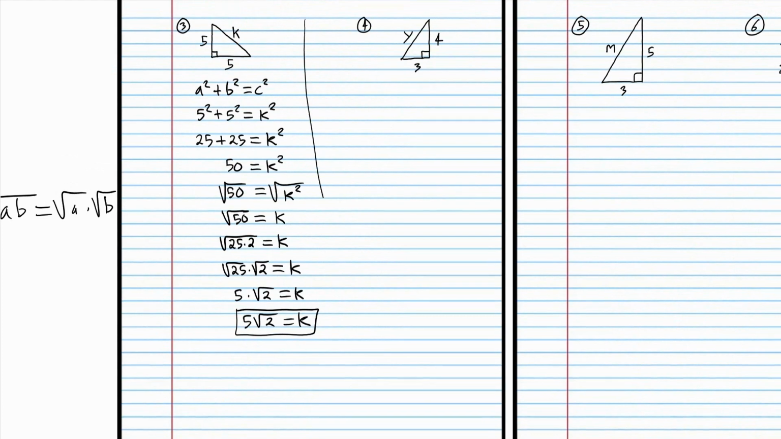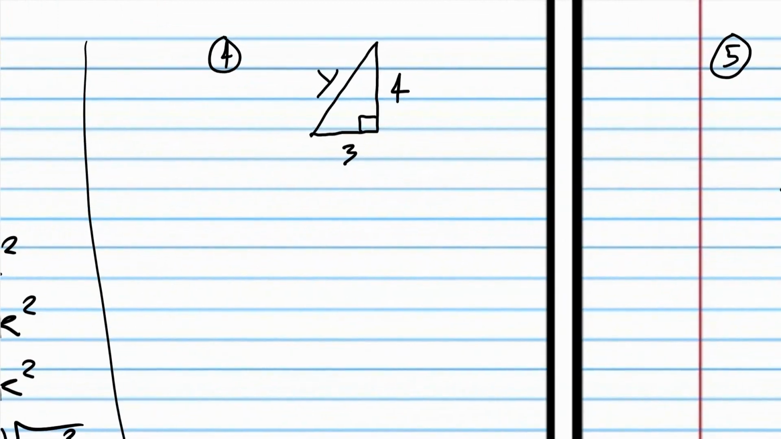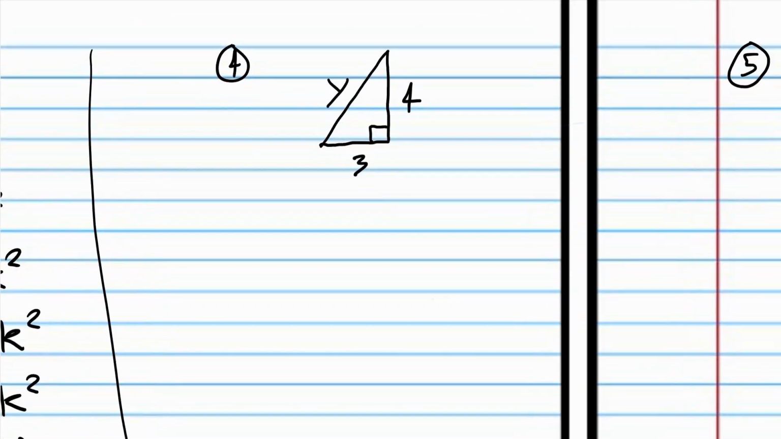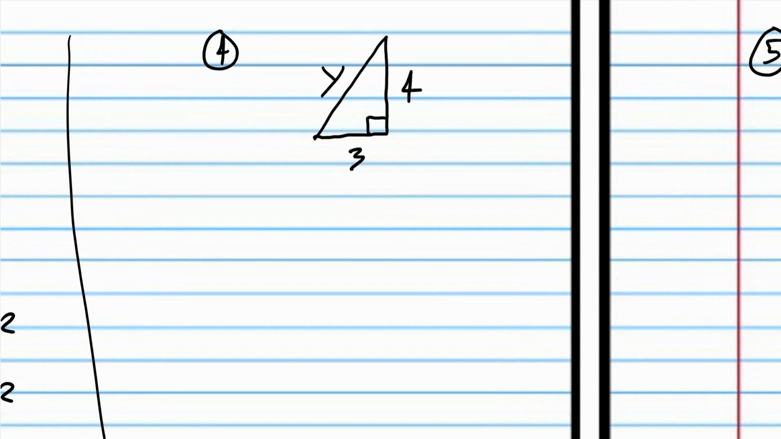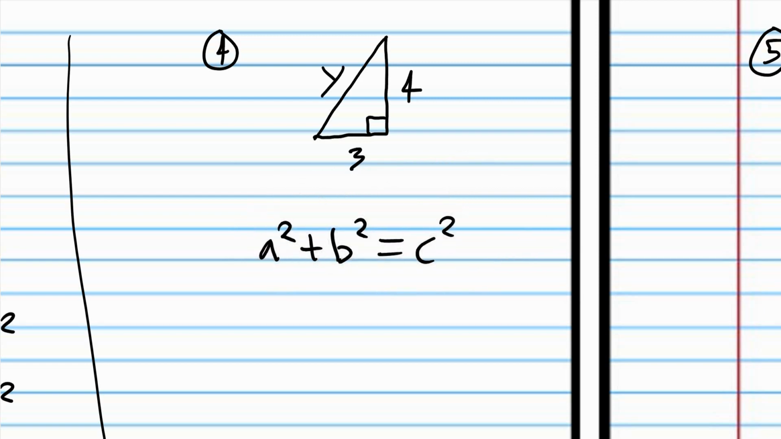All right, I'm going to put a little divider there. So now it's time for you to try. Go ahead and try number 4, and remember, the first thing that you have to do is write the tool that you're going to be using. This is all about the Pythagorean Theorem. So the tool we're using is the Pythagorean Theorem. You're going to write that equation down first, and then you're going to plug in the numbers that we know and solve for the number that you don't know.